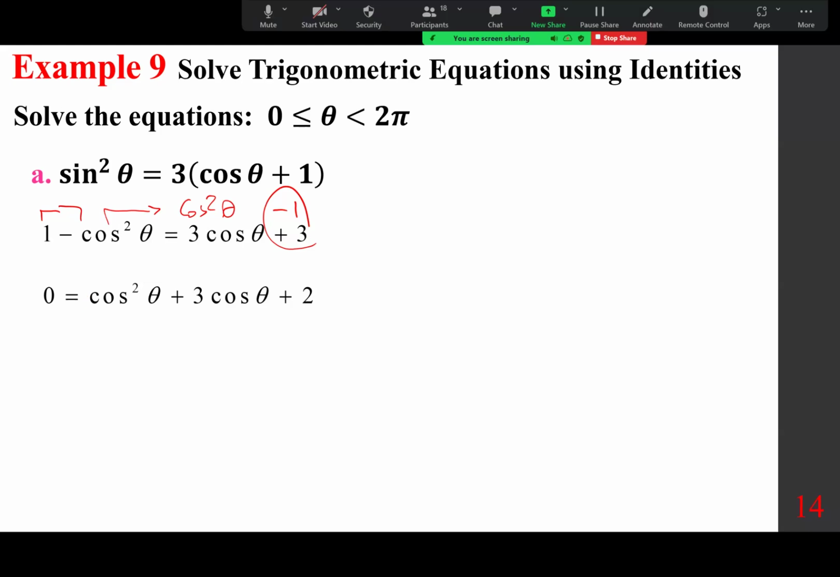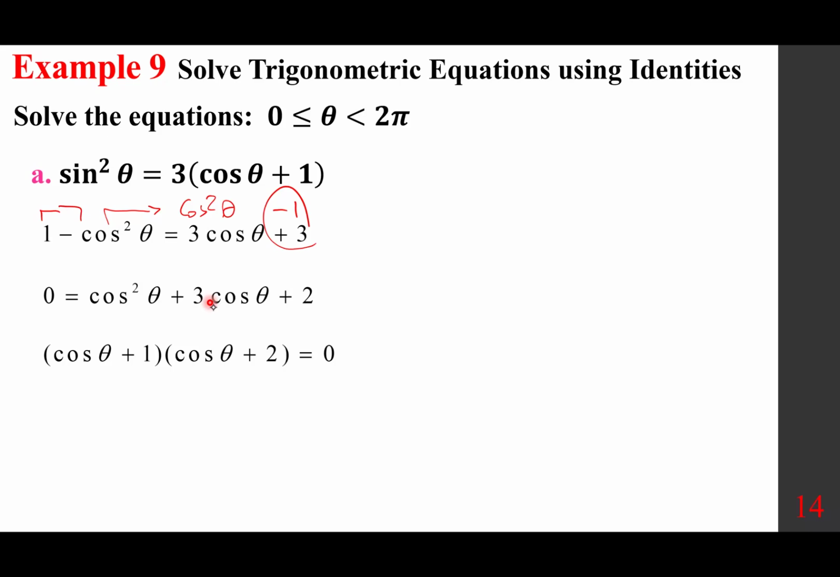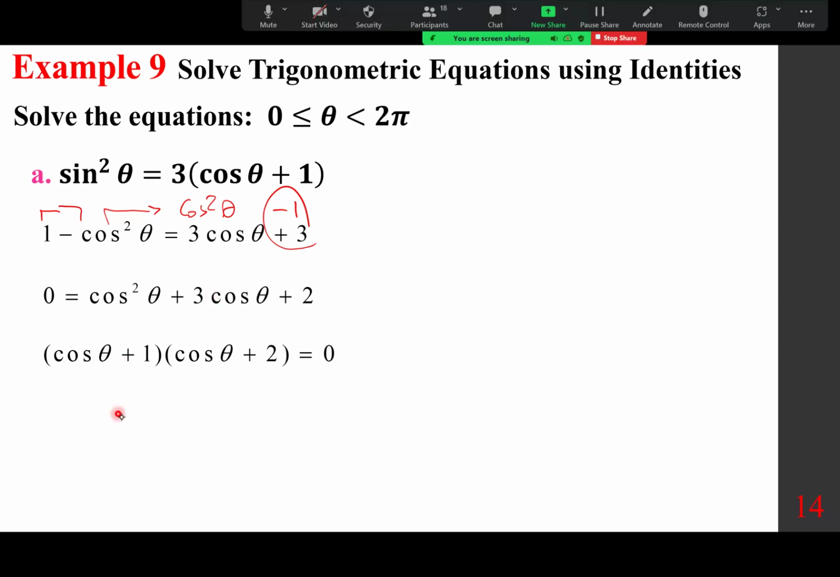The coefficient here is 1. So it's cosine theta and cosine theta, and you want two numbers. The product is 2, the sum is 3. So those are 1 and 2. So that's very straightforward, everybody. So cosine theta is either -1 or -2. This one we've already established is pi. Cosine theta can't be -2. Cosine theta is between -1 and 1, including -1 and 1. So that's out. Okay, everybody.